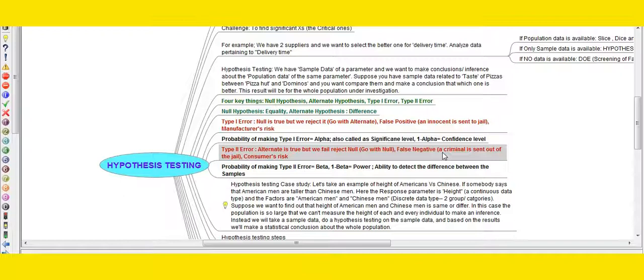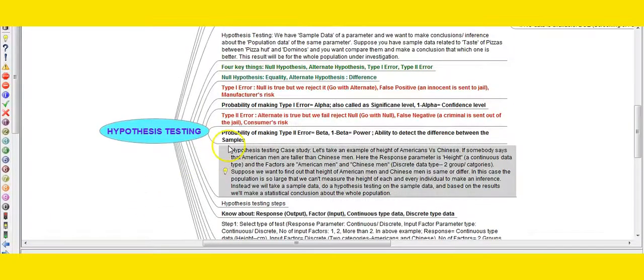This is called the type 2 error, and it is also popularly known as the consumer's risk, because the consumer is at stake because of this error. The probability of making a type 2 error is called beta. So type 1 is alpha and type 2 is beta, and 1 minus beta is called power.